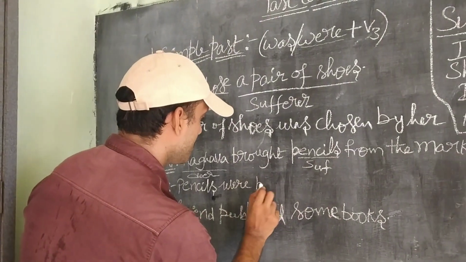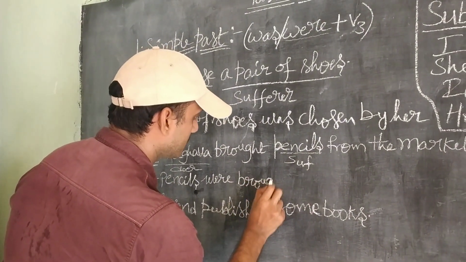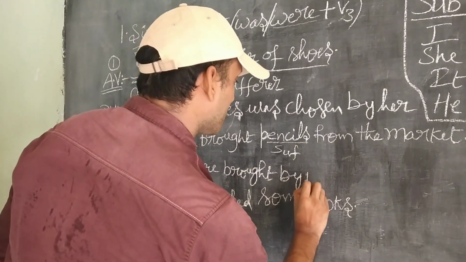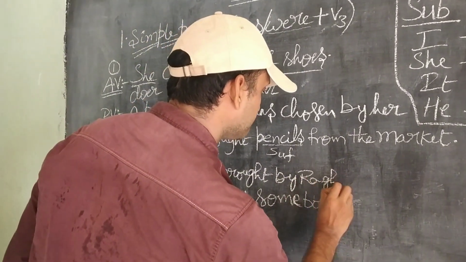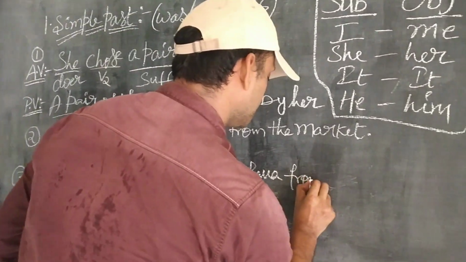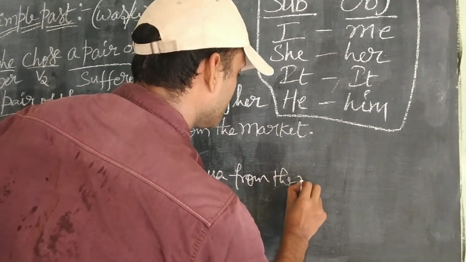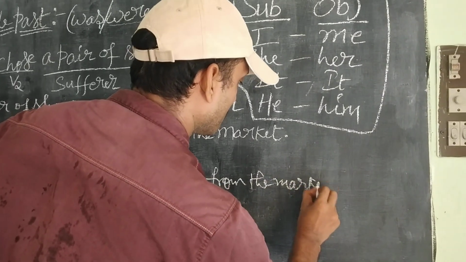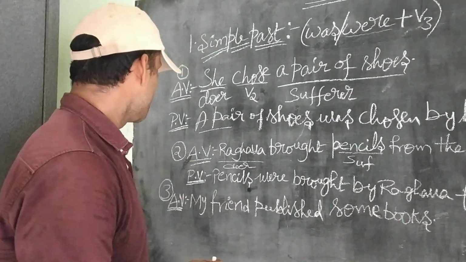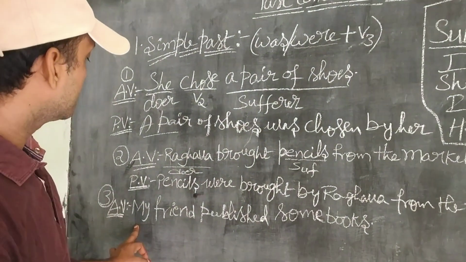Pencils were brought by Raghava from the market. These are all very important things that you should learn. Now, let us see the third example.